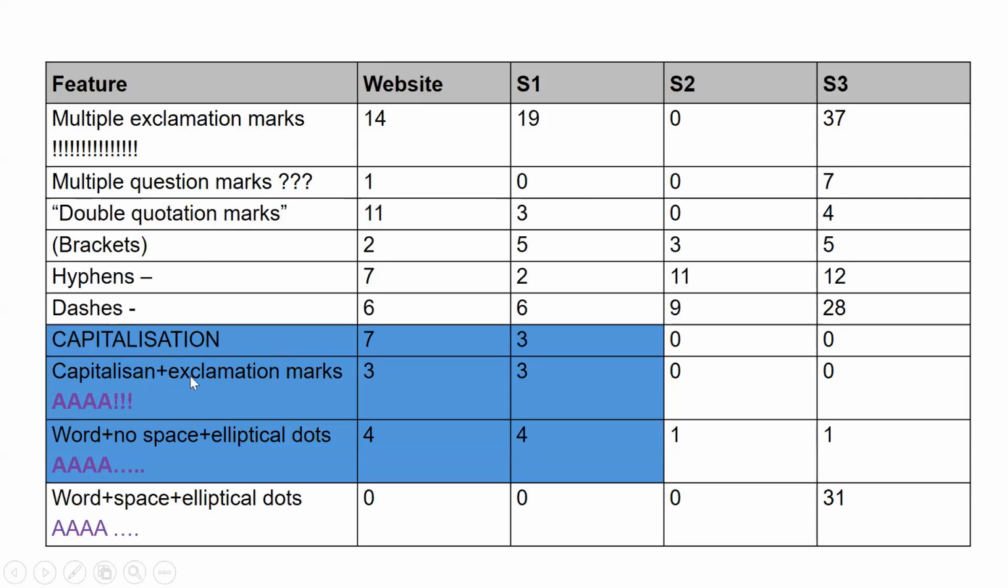The capitalization plus exclamation marks. The website had an example of three of them, and my one suspect had the same construction in there. The same suspect also had the one where it was a word with no space, then ellipsis dots, as we can see, three A's, and then dots. So the thought was the most likely suspect from all of them would be the person that had these.